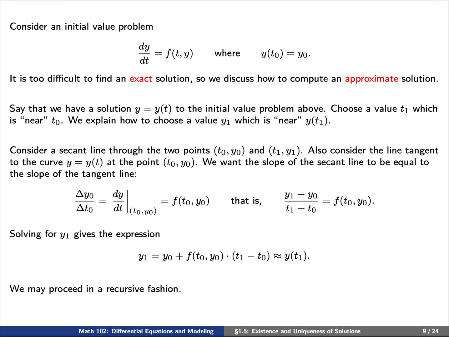dy/dt is f of t comma y, where y of t0 equals y0. We know that in general it is difficult to find an exact solution, so we'll discuss how to find an approximate solution. The idea is as follows.